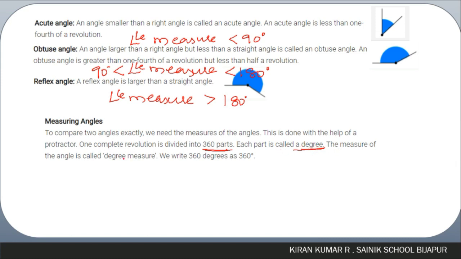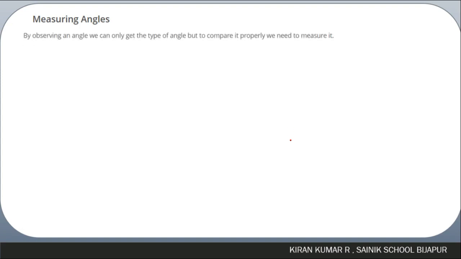The measure of an angle is called the degree measure. We write 360 degrees symbolically with a degree symbol over the number, and it is read as 360 degrees. Now we will learn how to measure the given angle. By observing an angle, we can only get the type of the angle, but to compare it properly, we need to measure it.